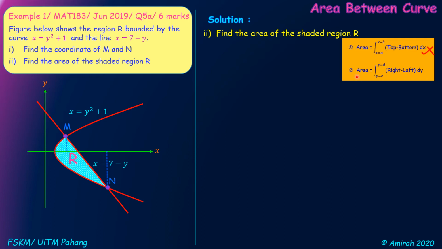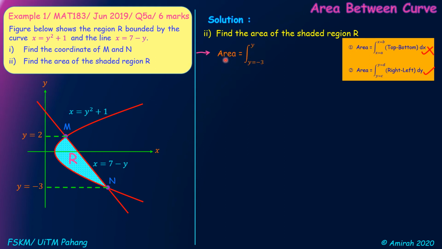Then we can try with formula number 2. For formula number 2, if we check the limit on the y-axis for the end point here, the line does not cross the shaded region, which means formula number 2 is suitable. So we use formula number 2, meaning we integrate with respect to y, we use right minus left, and we use limit on the y-axis.